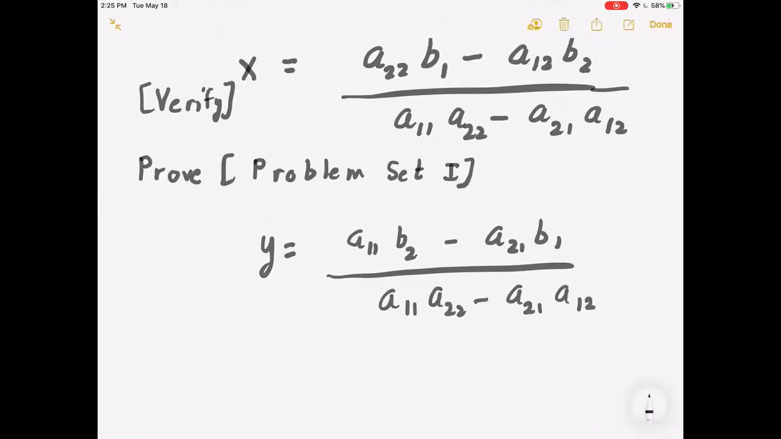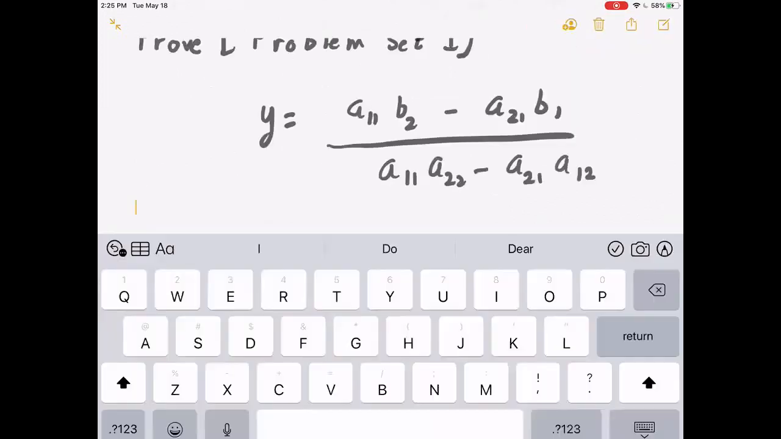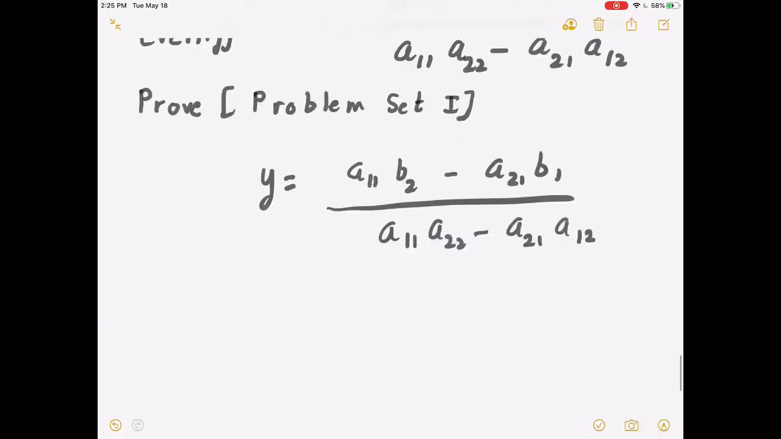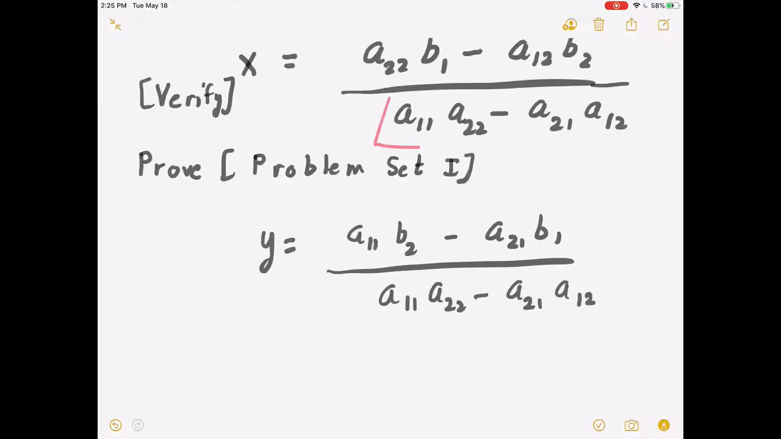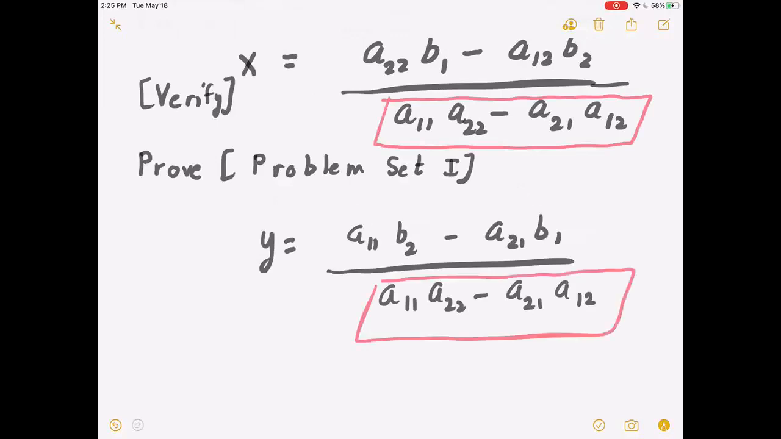So if you look at these two results, you see something interesting. Namely, this denominator is identical to this denominator and appears in both solutions. The numerators are different, but the denominators are the same.